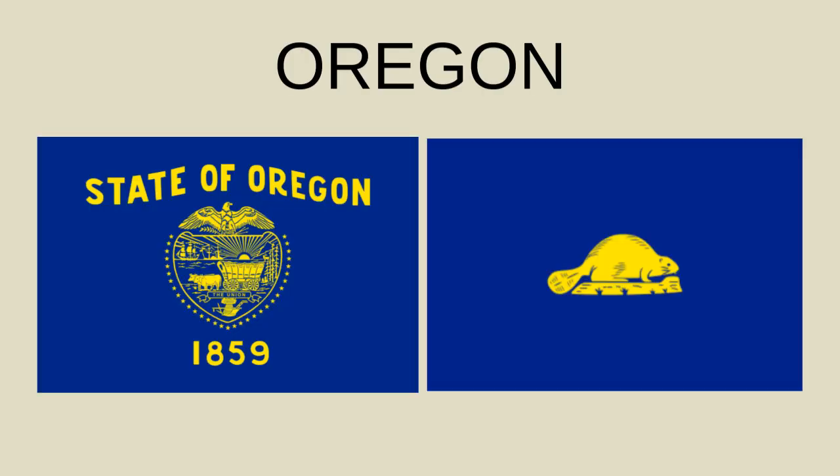Adopted in 1925, the Oregon flag consists of a blue field with the state seal, year of statehood, and name of the state on the front, and a beaver on a log on the back. Oregon is the only state flag to currently be double-sided.